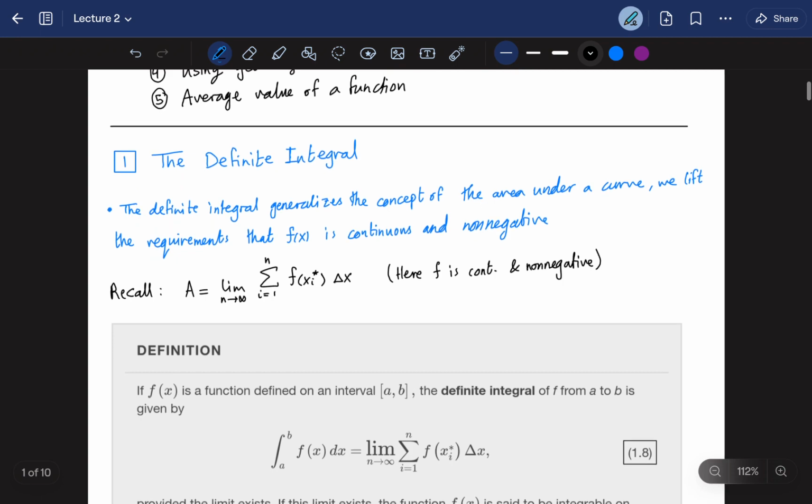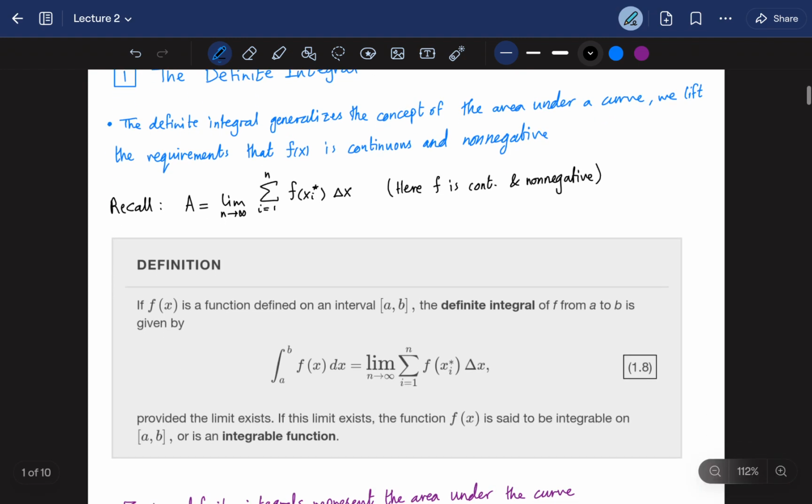So the definite integral is a generalization for finding the area under a curve. The only difference here from section 1.1 is the function in section 1.1 had to be continuous and it had to be non-negative. When we're finding the integral here, we don't have any restrictions on our function. So the function could be any function defined on a certain interval.